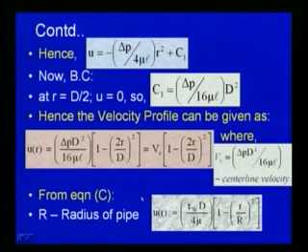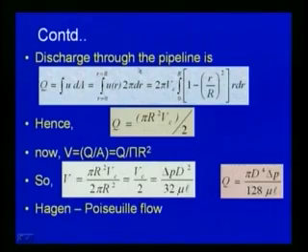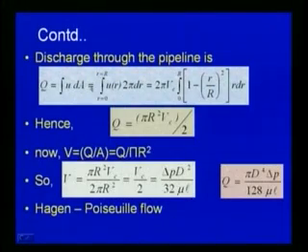So, now if you want to find out the discharge, we can just integrate Q is equal to integral u dA. So, that is equal to integral r is equal to 0 to capital R, u(r) 2 pi r dr. So, that is equal to 2 pi V c integral 0 to R, 1 minus (r by R) whole square into r dr. So, finally, we will get the discharge Q is equal to pi R square into V c by 2, where V c is the center line velocity.